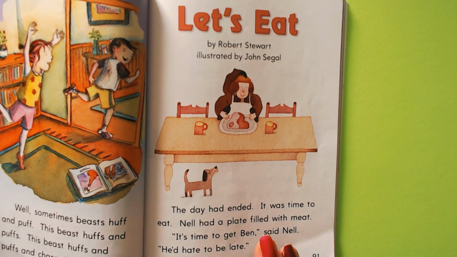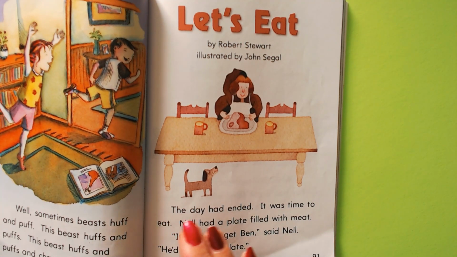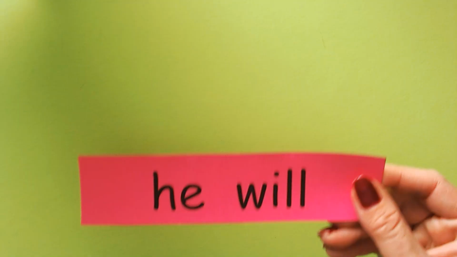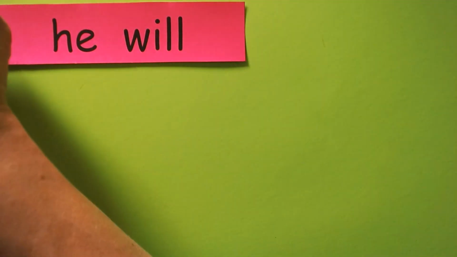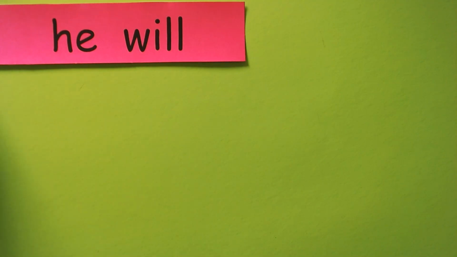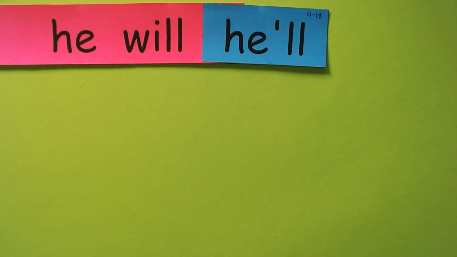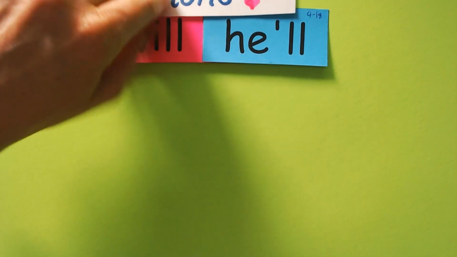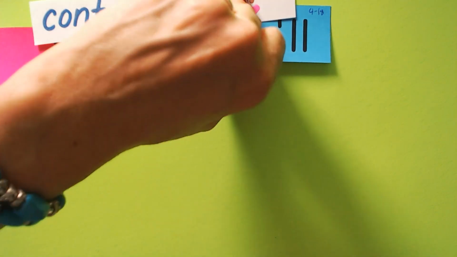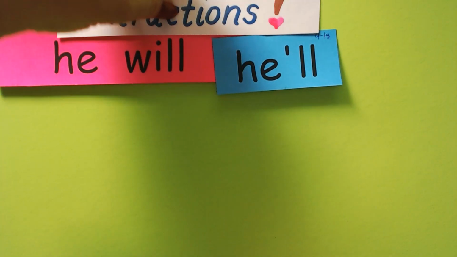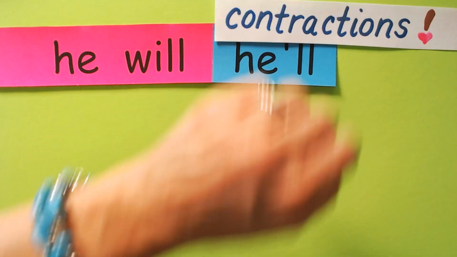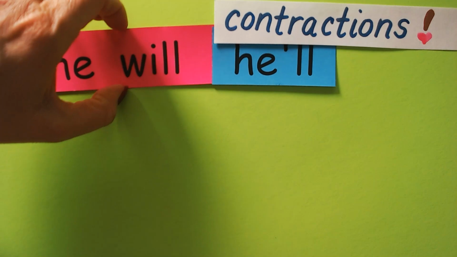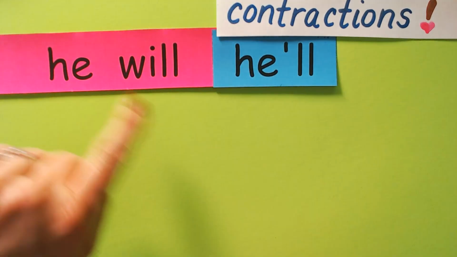So we're going to go ahead and practice the contractions that are in this story. So one is he will. He will. Can you think of something that means the same as he will, a contraction? Were you thinking of he'll? Yes, and this is a contraction. Let's put this down a bit. That way you can see that these are contractions. I think I'll put this over here. So you'll see that the ones on this side are. So he'll means the same as he will.